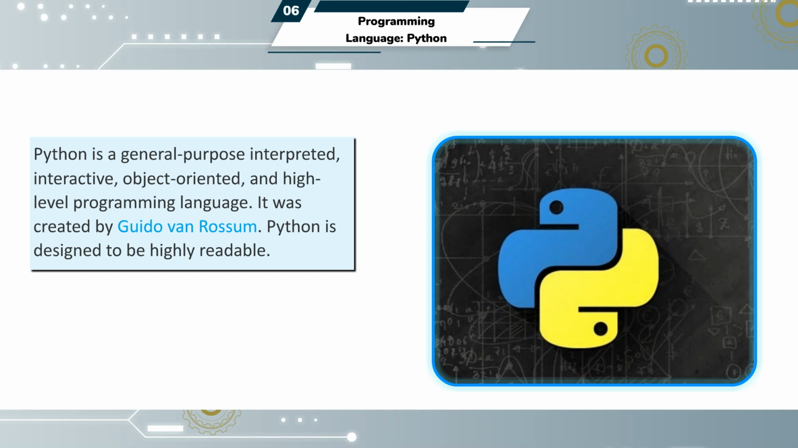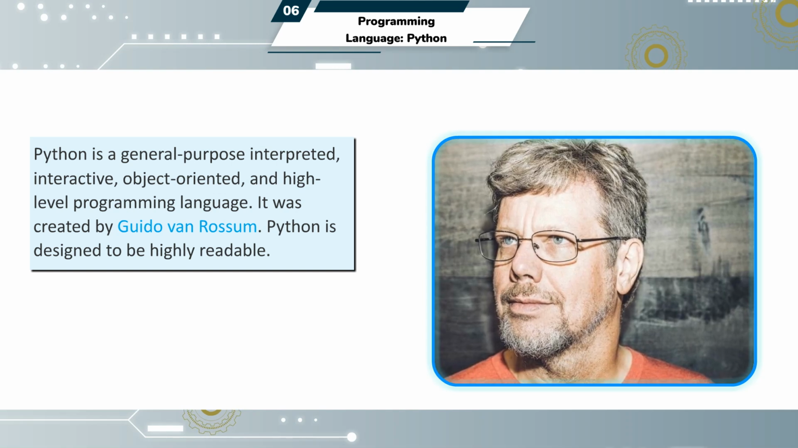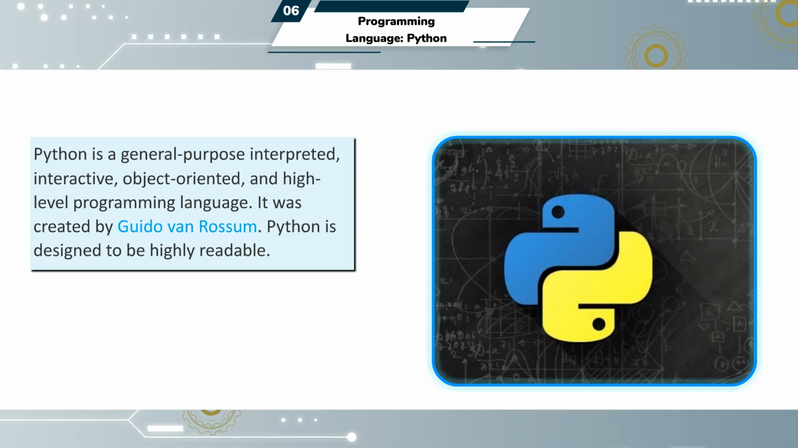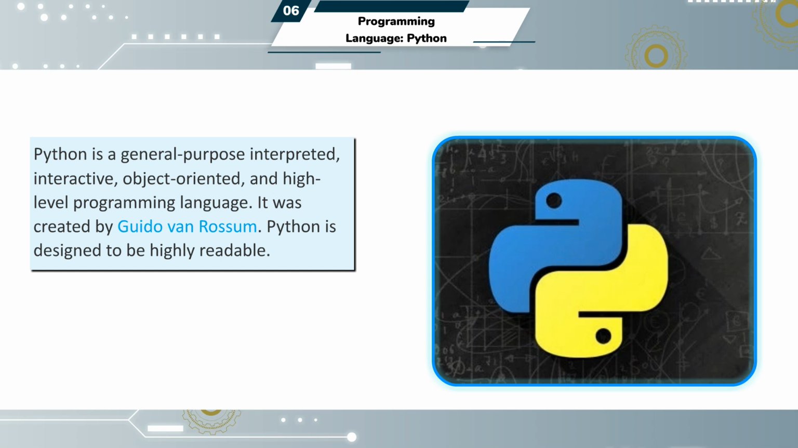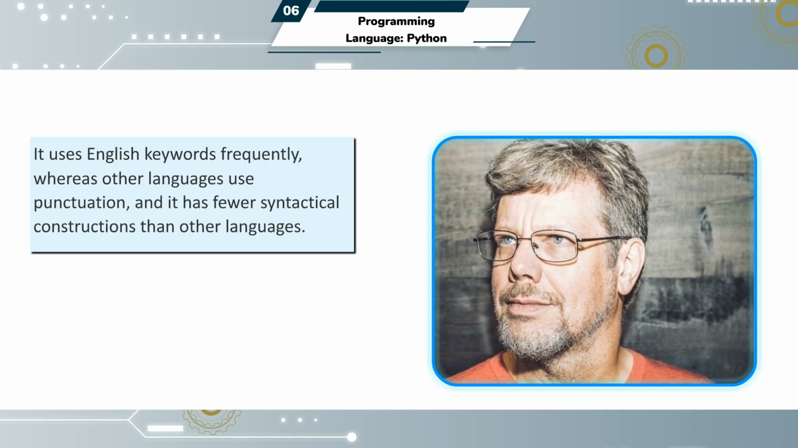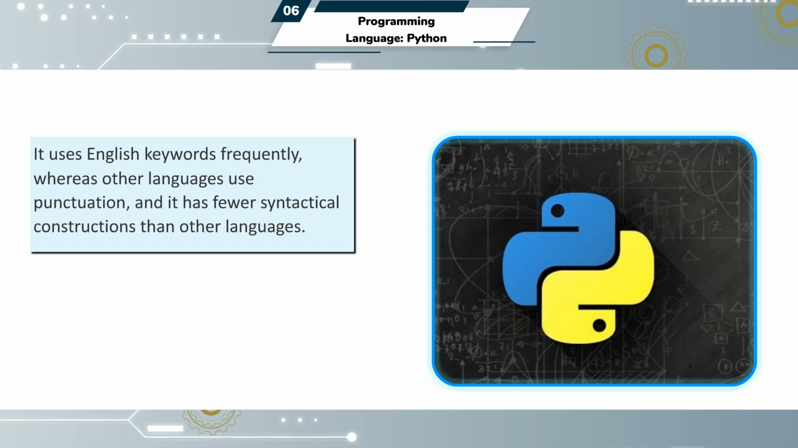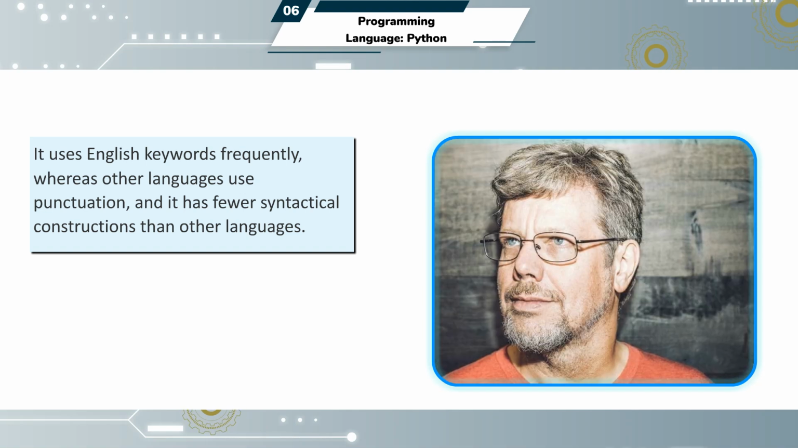Python is a general-purpose, interpreted, interactive, object-oriented, and high-level programming language. It was created by Guido van Rossum. Python is designed to be highly readable. It uses English keywords frequently, whereas other languages use punctuation, and it has fewer syntactical constructions than other languages.